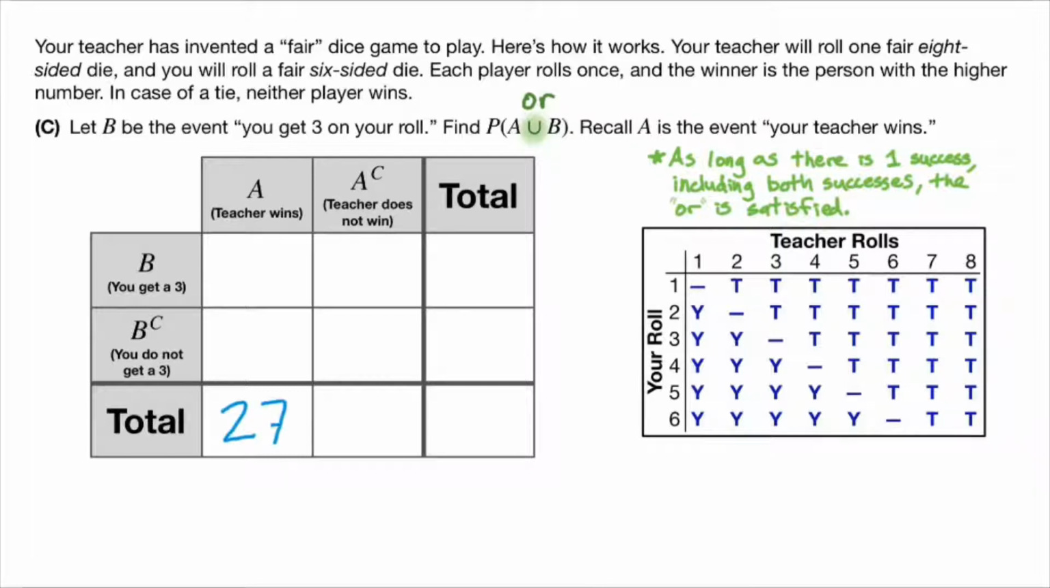We can put the information from the previous part, so there are 27 times the teacher wins out of a total of 48. So we can just subtract and get that there are 21 times the teacher does not win. Notice A complement, or not A, is the times when the teacher loses and also when you and the teacher tie. Next, we can count up the number of times you get a 3 on your roll, and we see that that's 8 times, so we just have to subtract, and we get 40 times that you do not get a 3 on your roll.